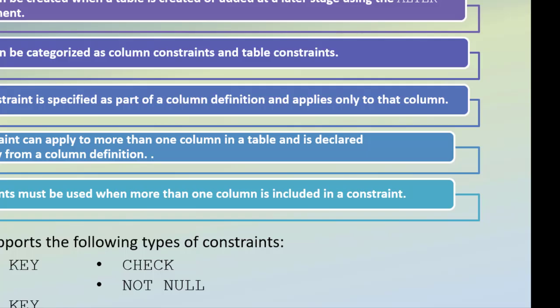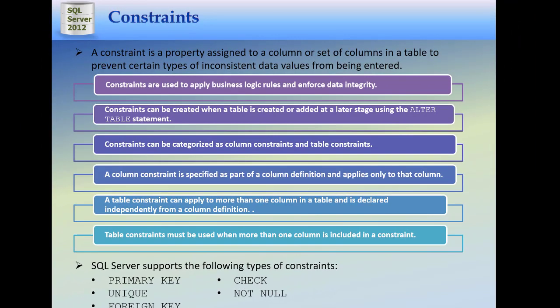We move on. Constraints. A constraint is a property assigned to a column or set of columns in a table to prevent certain types of inconsistent data values from being entered. And constraints are used to apply business logic rules and to enforce data integrity. Constraints can be created when a table is created or added at a later stage using the ALTER TABLE statement.